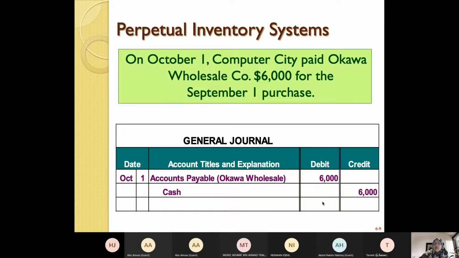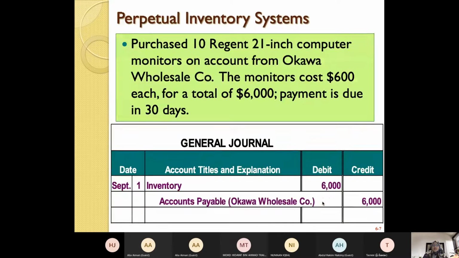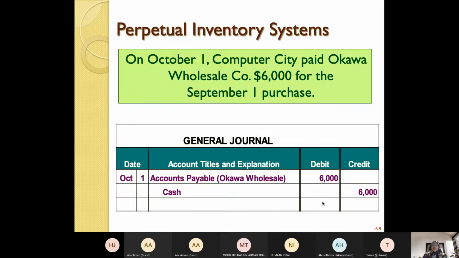Computer City is your company. Okawa is your wholesaler, right? Remember, coming back, you purchase from Okawa. So Okawa is your accounts payable, right? You purchase 6,000. Now you make payment to your accounts payable. So that's why you debit your accounts payable, credit your cash of 6,000.